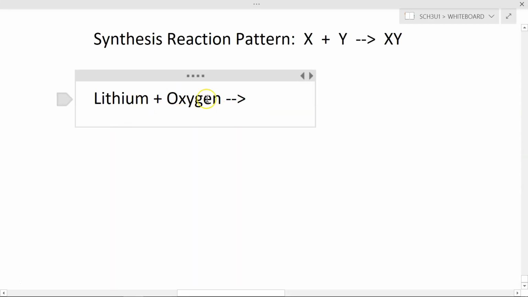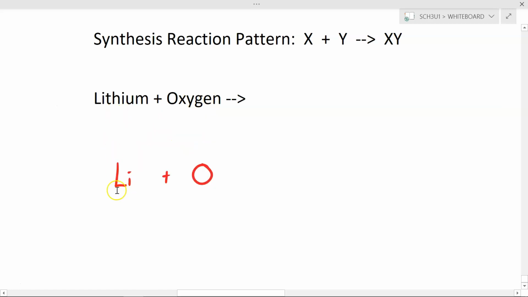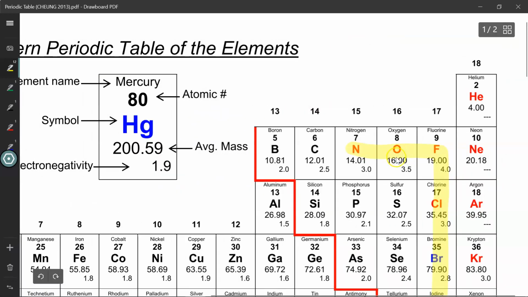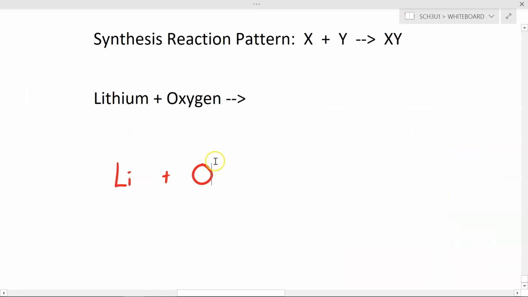Lithium plus oxygen. So the first step is to write out the symbols for these chemical compounds. Lithium is an Li, oxygen is an O, but oxygen is one of the diatomic elements. It's not allowed to be on its own. Either it's bonded to someone else or it must be bonded with itself. Since it hasn't had a chance to bond with lithium yet, this is still the before picture, it must be bonded with itself. So I'm going to write O2.